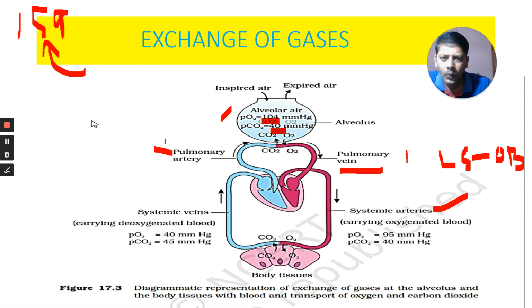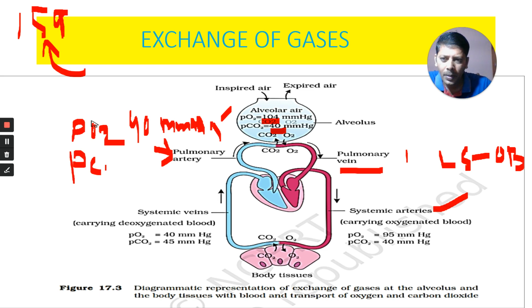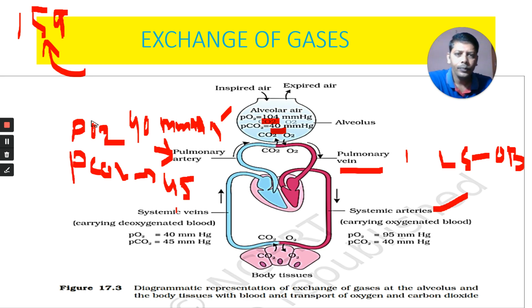In the pulmonary artery, the partial pressure of oxygen, PO2, observe here, is 40. Here also 40. The partial pressure of O2 is 40 mmHg, as given here. And what is the partial pressure of carbon dioxide here? 45. Here also 45.